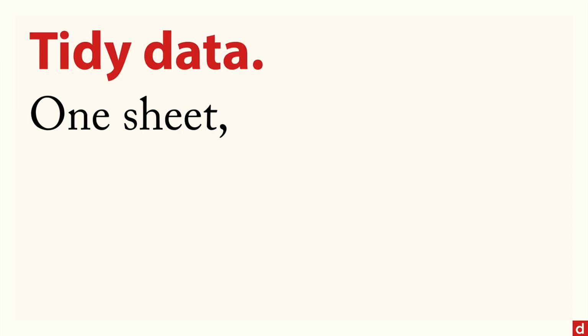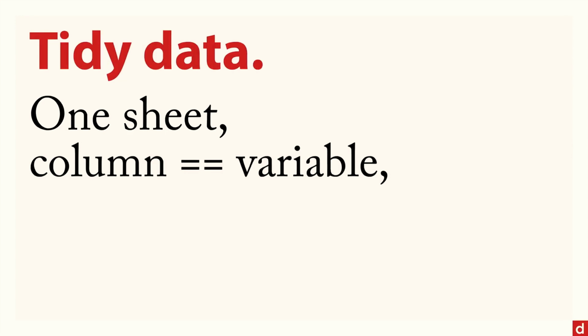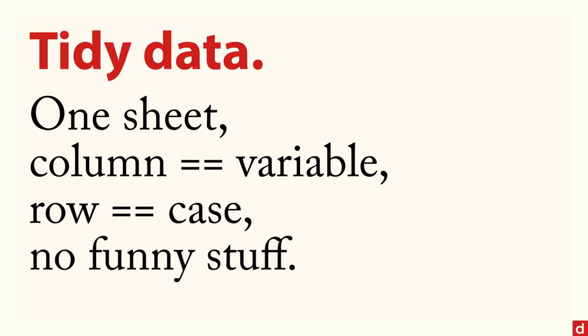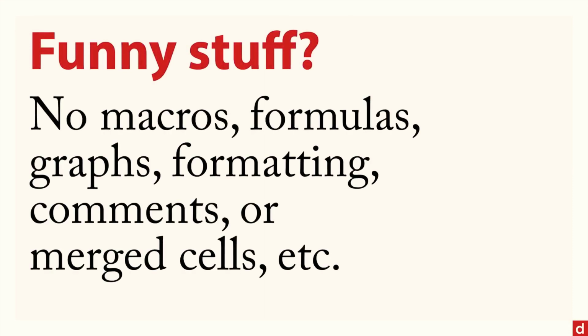It says that your file should have only one sheet, so that's one worksheet, even though Excel can take more than that. That each column should be exactly equal to one variable, and that each row should be equal to one case. And an important thing is no funny stuff in your Excel sheet, because Excel is very flexible. And when I refer to funny stuff, I'm talking about things like macros and formulas and graphs and formatting and comments or merged cells or headers taking up their own rows or duplicating row numbers. You don't want any of that. Basically, you want to treat it like a CSV file.